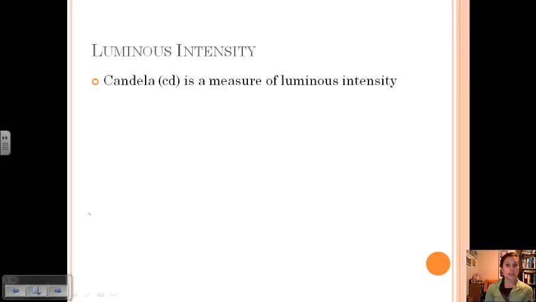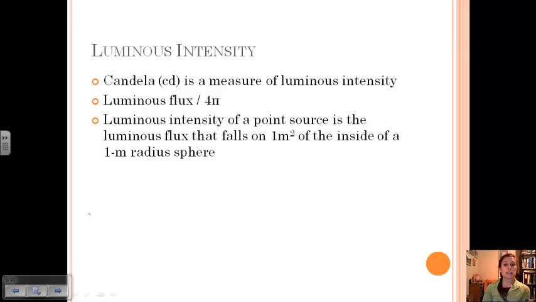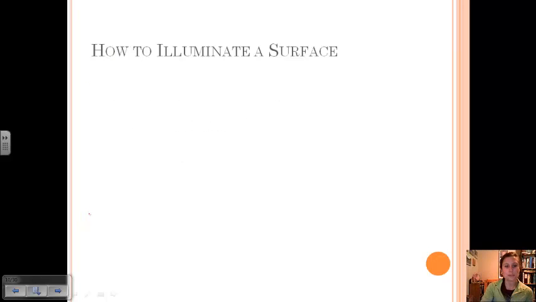Okay, so we can also talk about luminous intensity. So a candela, or CD, is a measure of luminous intensity. And to calculate that, it's luminous flux divided by 4 pi. So luminous intensity of a point source is the luminous flux that falls on an area of 1 meter squared of the inside of a 1 meter radius sphere. So it's just like a standard or a measurement.